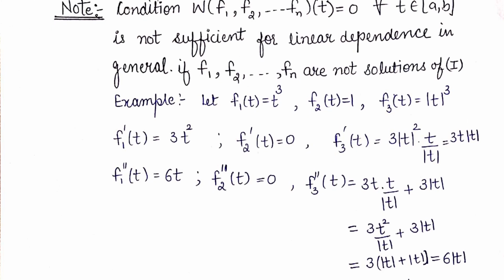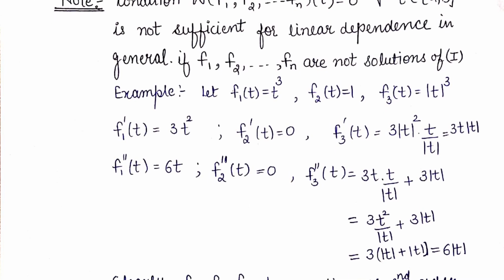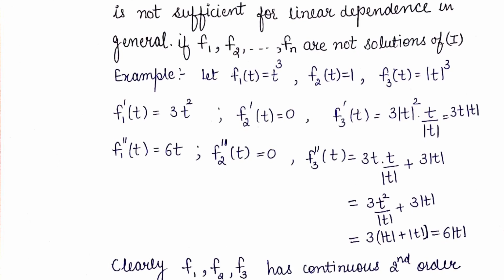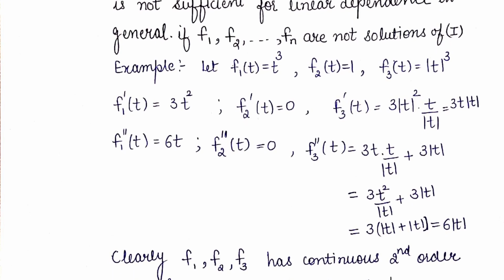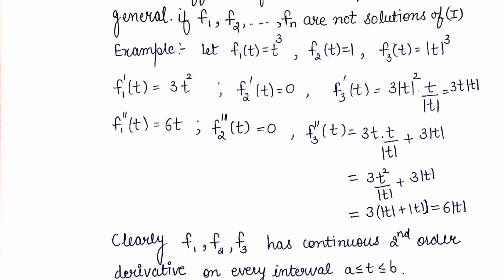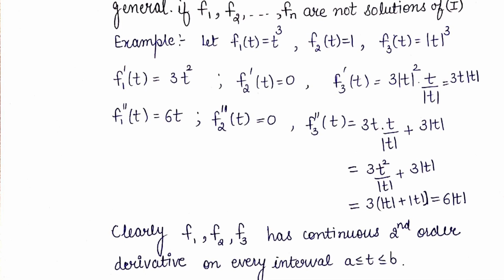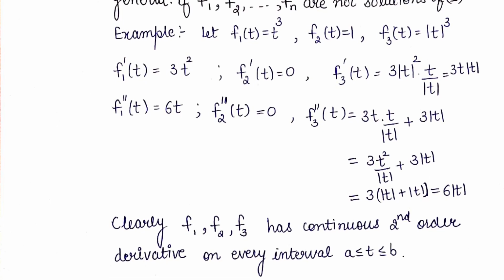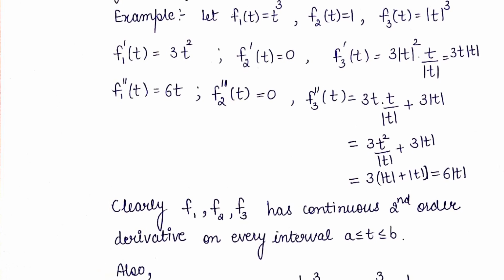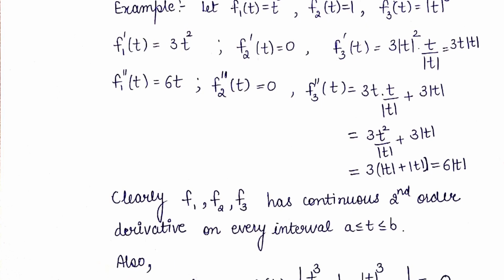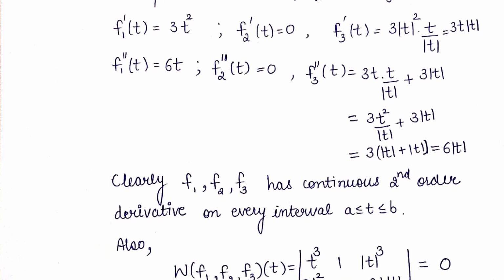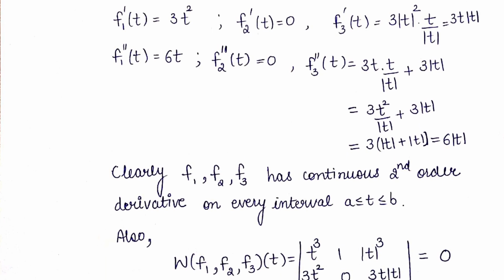No, it is not true in general. That is, if we are given that the Wronskian of f1, f2, fn at t is equal to 0 for all t, then this need not imply that f1, f2, fn are linearly dependent. So for that, we have a counterexample in which I have taken the functions f1(t) equal to t cube, f2(t) equal to 1, f3(t) equal to mod t cube.